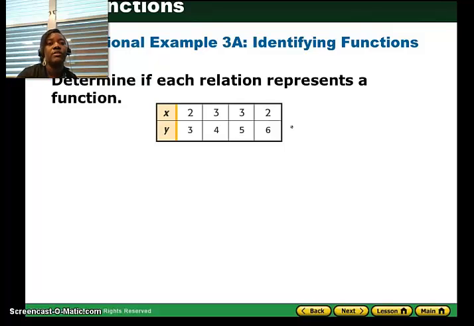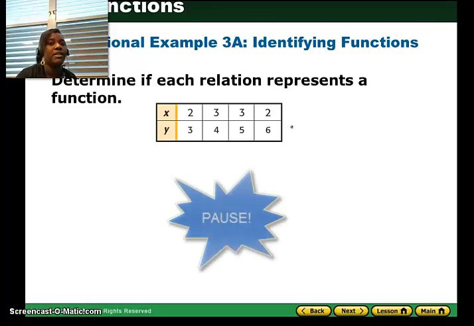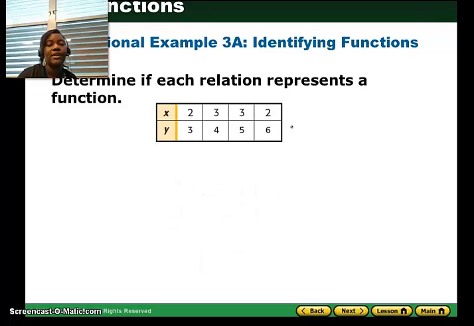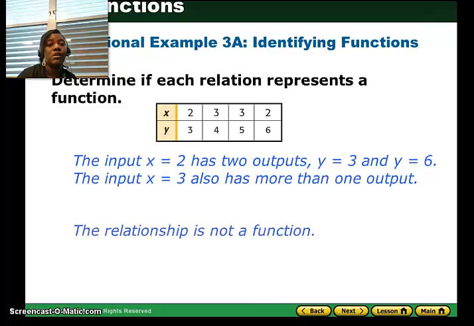Alright, so go ahead and try this one. Determine if each relation represents a function. Pause, do it, answer the question, and then come back and get the answer. Alright, so what do you guys think? Is this a function? No, this will not be a function. The main reason is, when I look at my input, the x's, I see that the x's repeat. So there's no way I can do the exact same thing to x and get 2 different answers. So this will not be a function.